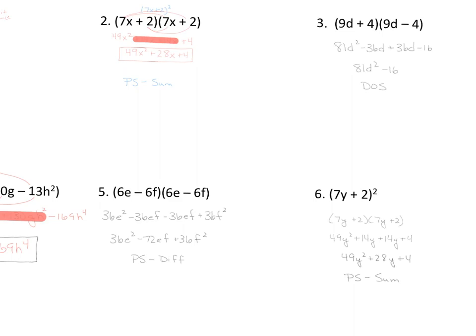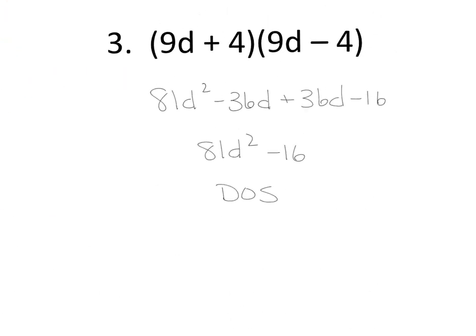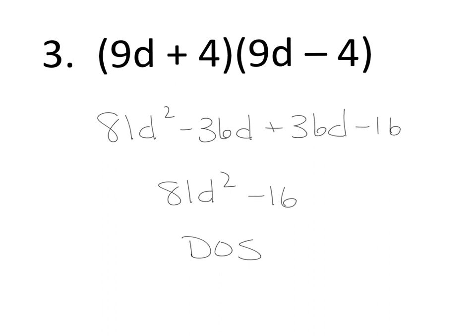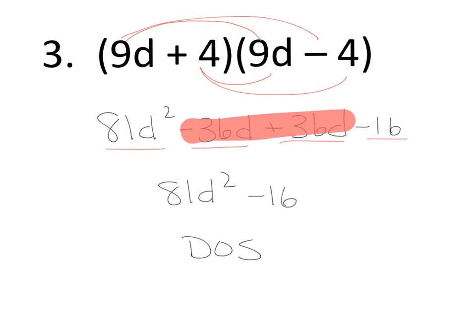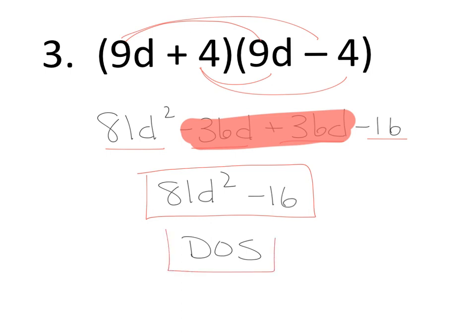Okay, so kind of zooming in here on number 3. All right, so you should have distributed on number 3 and got 9 times 9, 81d squared, negative 36d, a positive 36d, and then a negative 16. Again, you're going to combine like terms in the middle, so in this case, they actually cancel out. And so your final answer here is 81d squared minus 16, and that's known as a difference of squares. Again, difference of squares, same thing, but one's got a plus and one's got a minus.